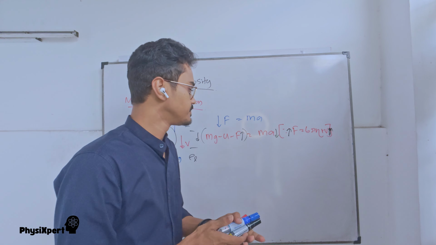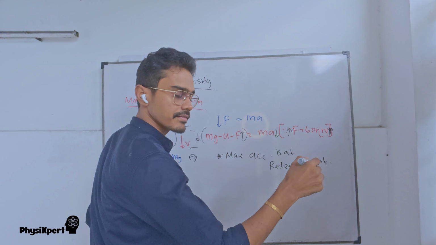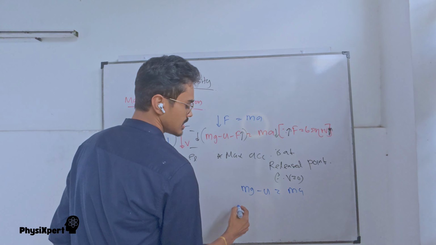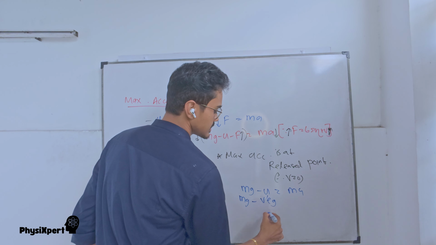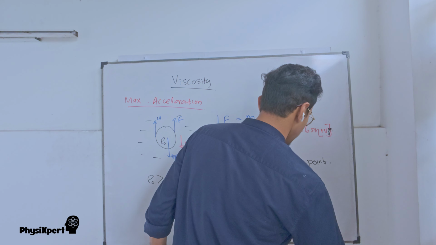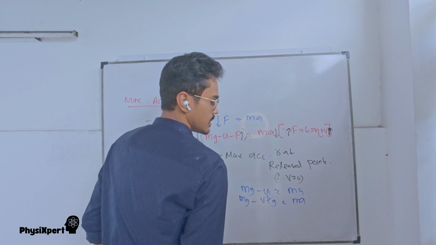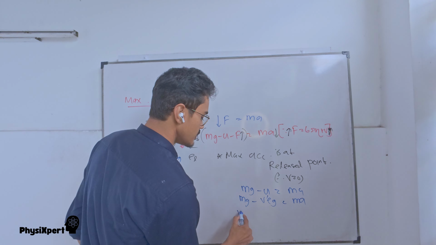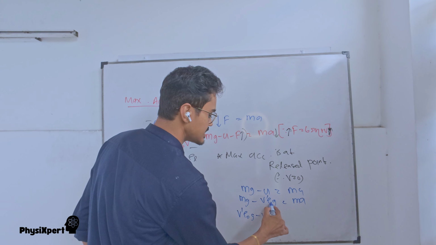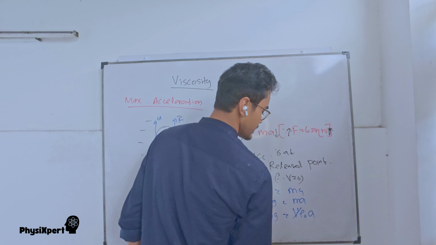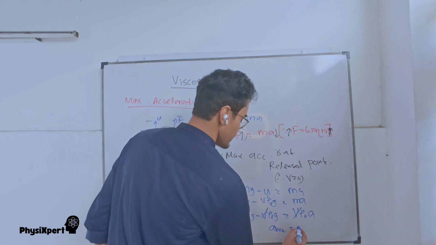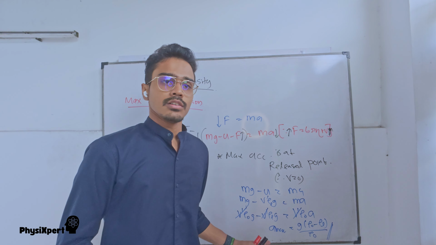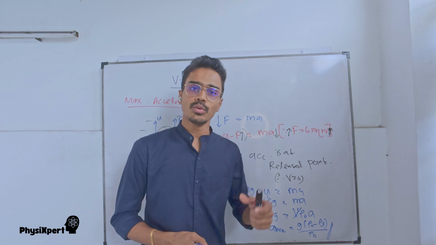Therefore, maximum acceleration occurs at the release point. At the release point, v equals 0. So make v 0. So mg minus U equals ma. Simplify this: mg minus V' rho liquid g equals ma. Since densities are known, we can plug these values. So m can be written as V' rho object, and this is V' rho liquid g, and this is V' rho object a. So a max comes as, simplifying, g times (rho object minus rho liquid) over rho object. This is called the maximum acceleration of an object moving downwards in a viscous fluid.